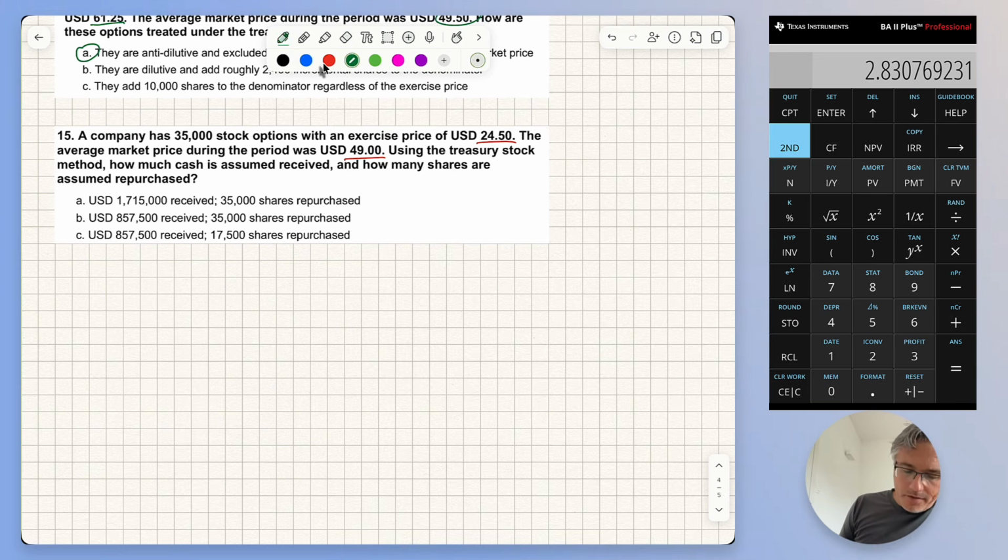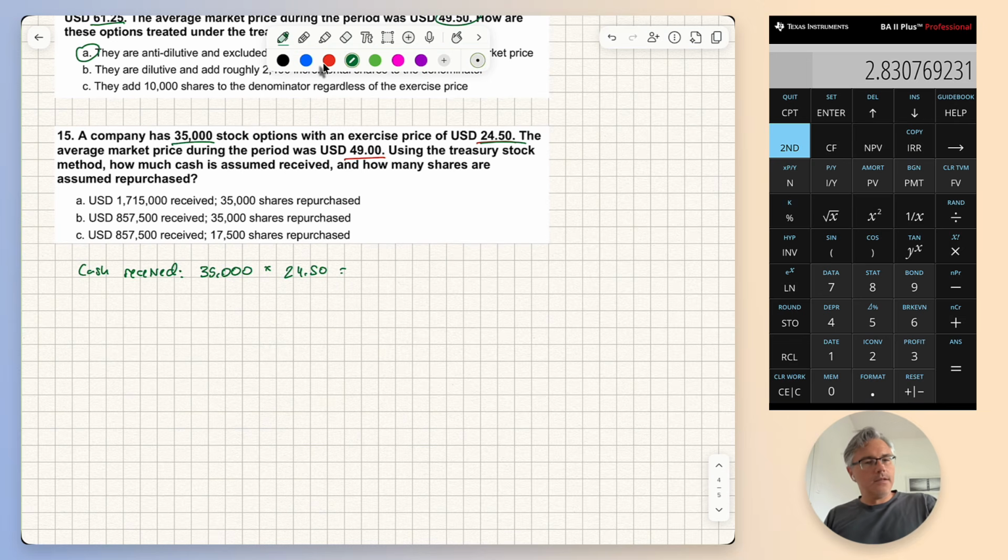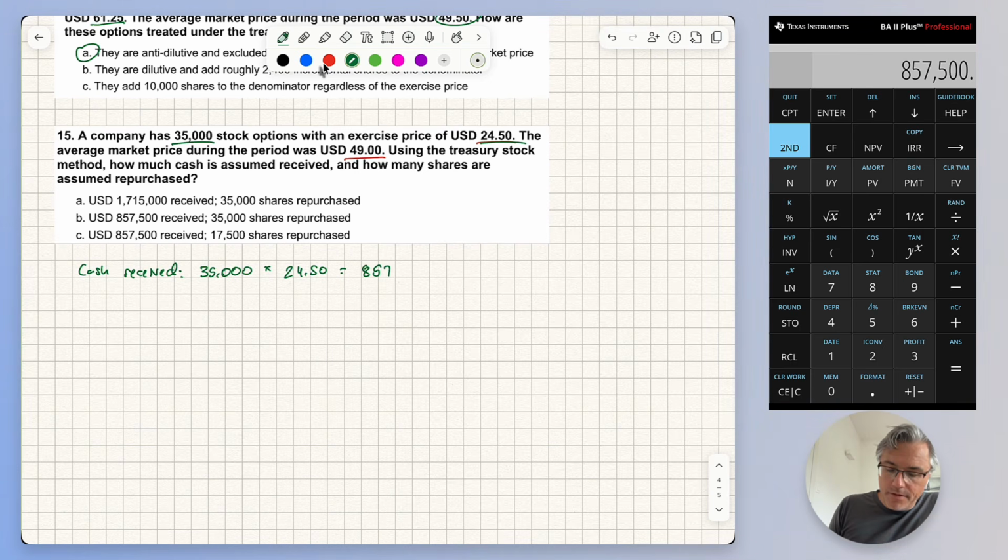So cash received, or proceeds received from the exercise of the options, 35,000 of these instruments. Exercise price 24.50. Let's see. 35,000 times 24.50. 857,500. Okay, so this boils the choice down to answers B and C.